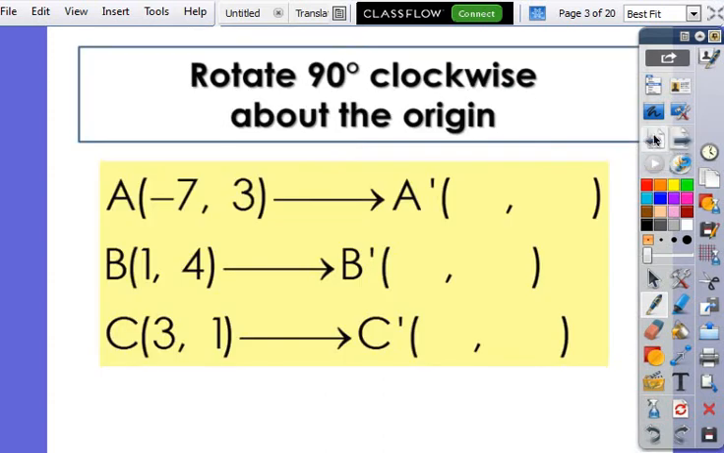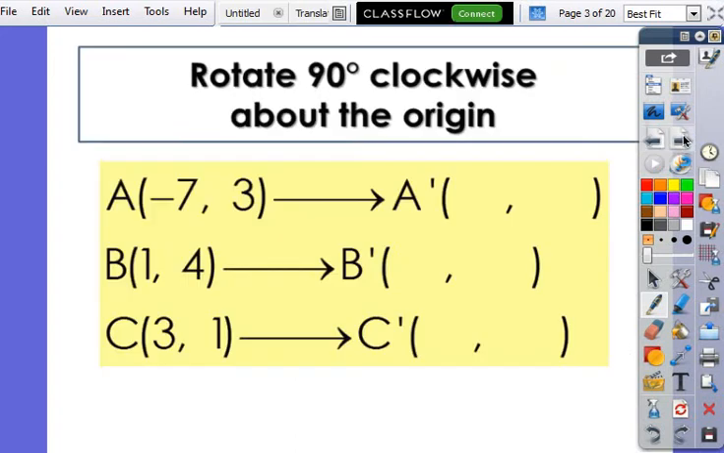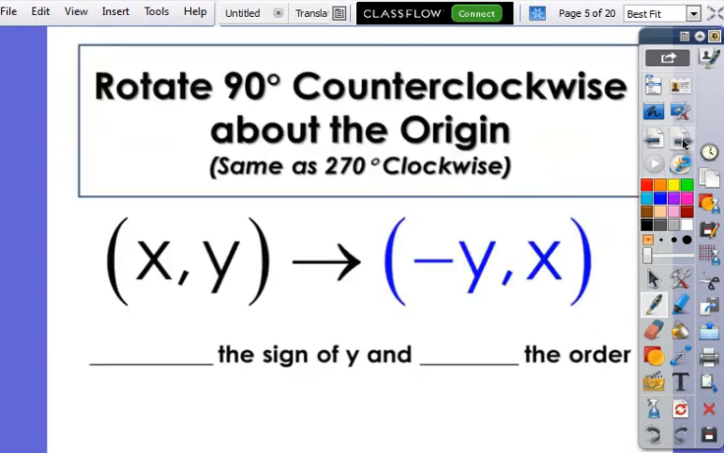Again, what does the rule say? Change the sign of the X and swap the order. So what would I do here? 3, +7. Change the sign of the X and then swap the order. All right. What would this next one be? 4, negative 1. And then 1, negative 3. And which 2 rules are that? 270 counterclockwise and 90 clockwise. There we go.